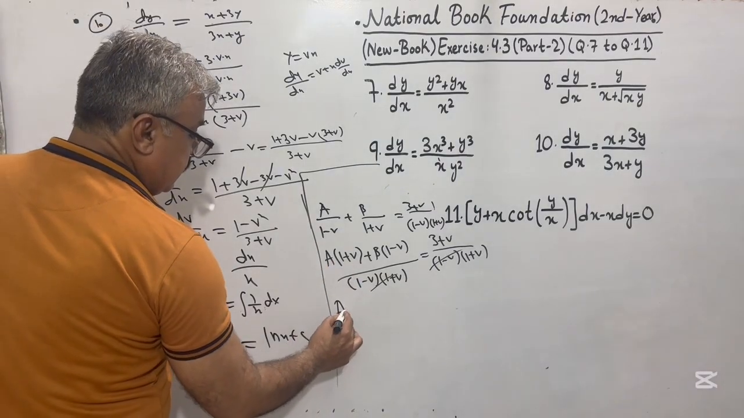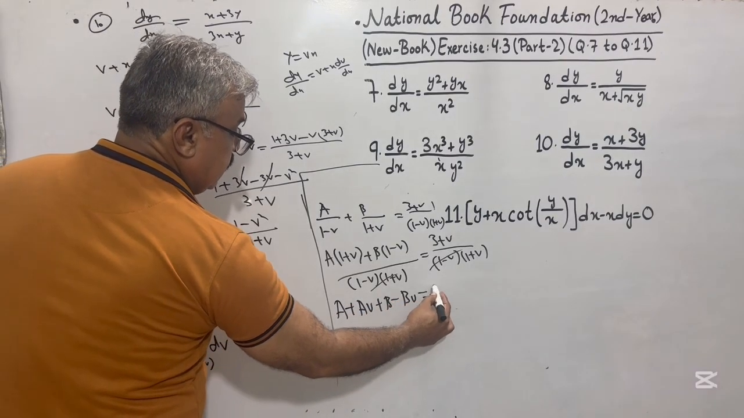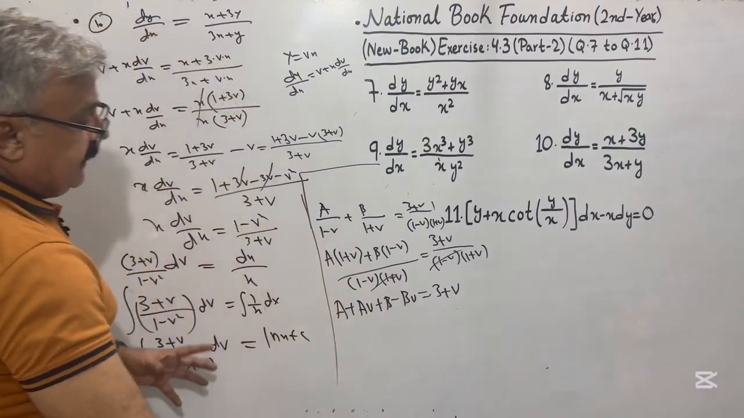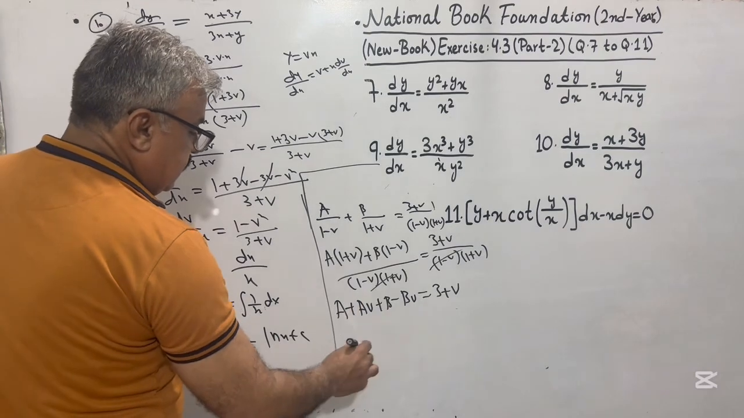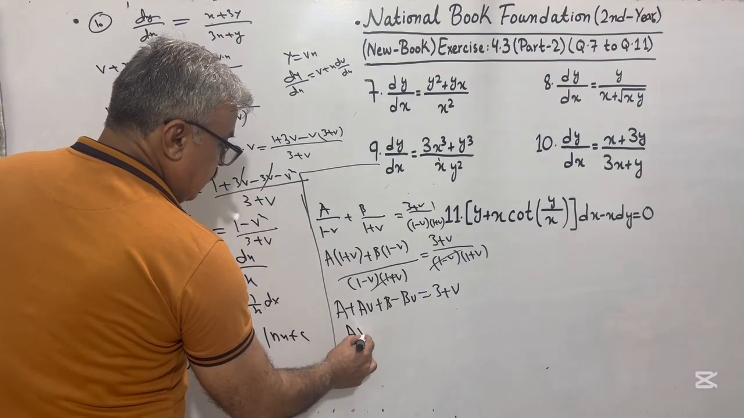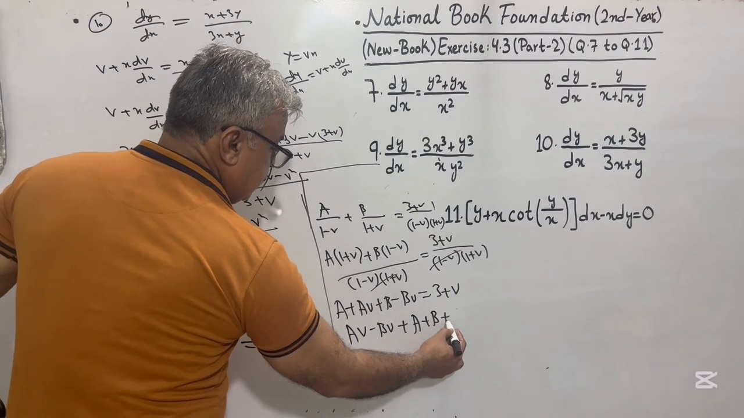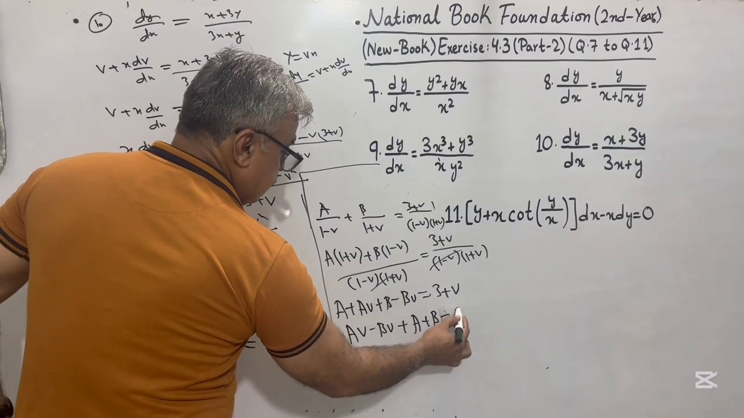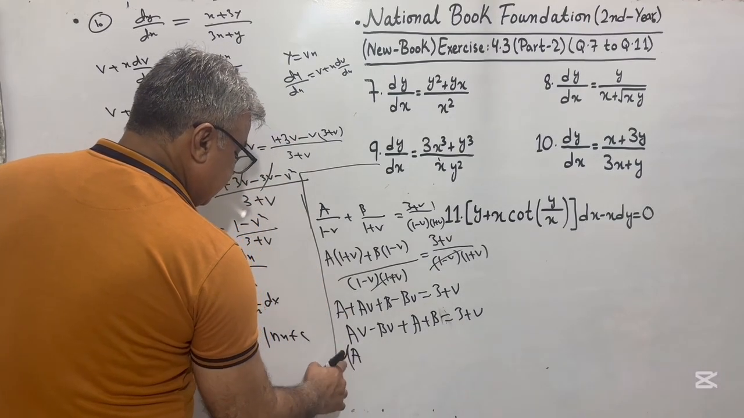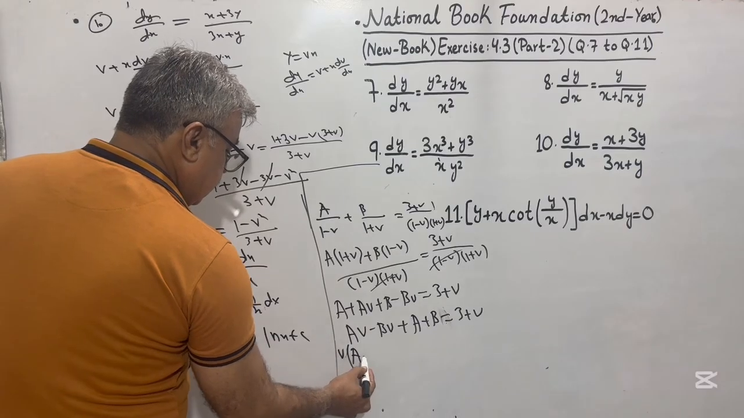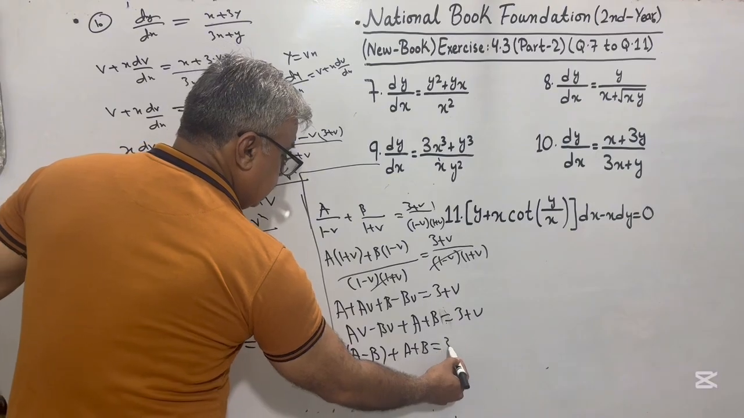Multiply A throughout, I am going to have A plus AV, B minus BV is equal to 3 plus V. Collecting the like terms and finding the values of A and B, we have AV minus BV plus A plus B is equal to 3 plus V. Taking V common, we are going to have (A minus B)V plus (A plus B) is equal to 3 plus V.